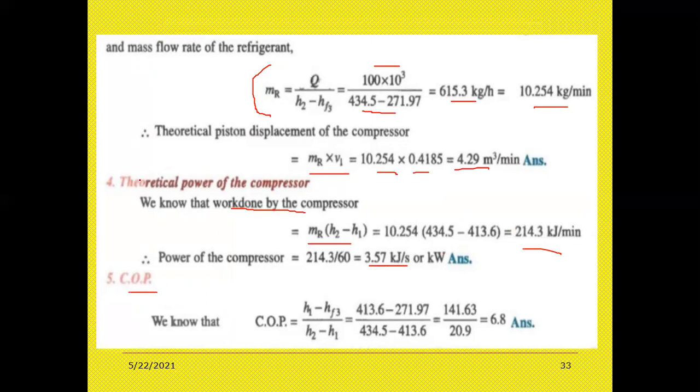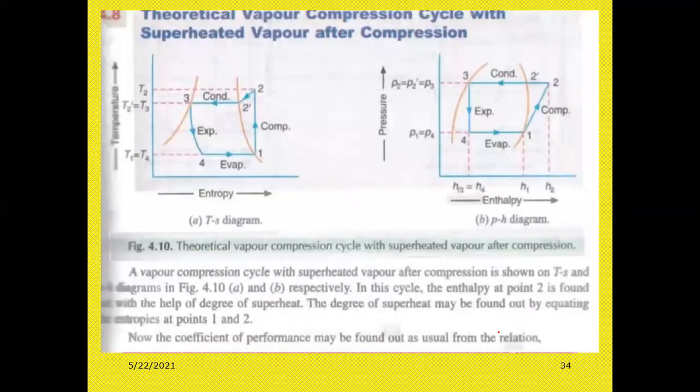Now what is the coefficient of performance? The formula is H1 minus HF3 divided by H2 minus H1. Substituting, we get the COP as 6.8.